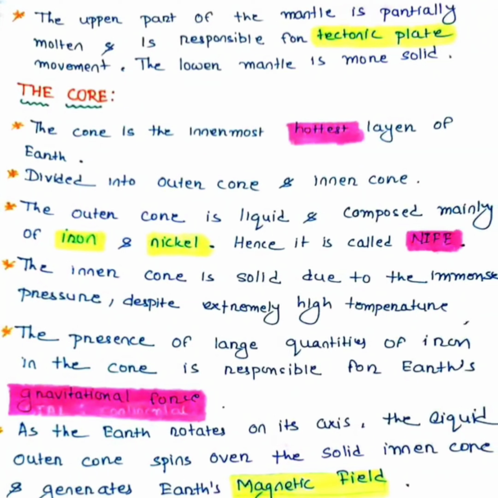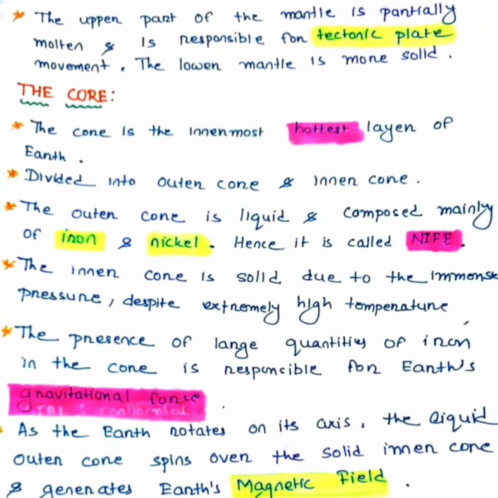What is tectonic plate movement? The movement of tectonic plates is the cause of volcanic eruptions, earthquakes, and the formation of mountains and oceans. All this happens, and the upper part of the mantle is partially molten. That's why the movement of tectonic plates takes place, and the lower mantle is more solid than the upper mantle.